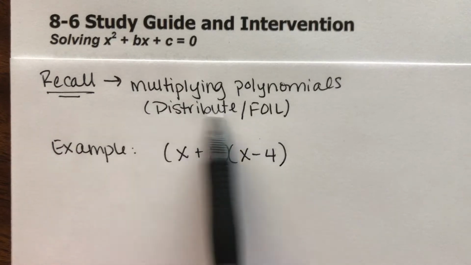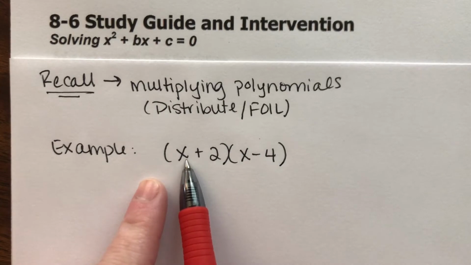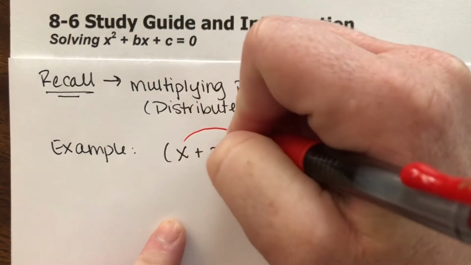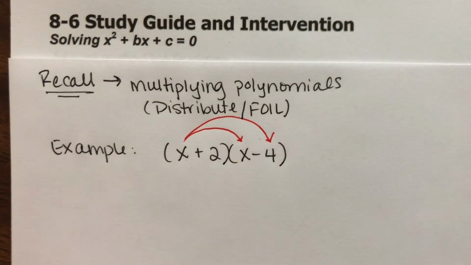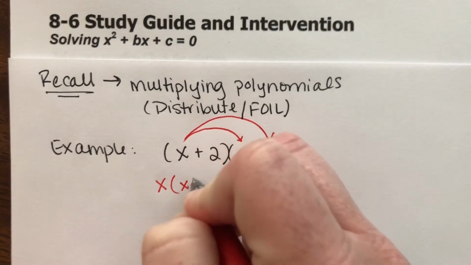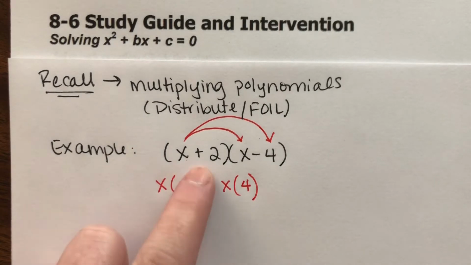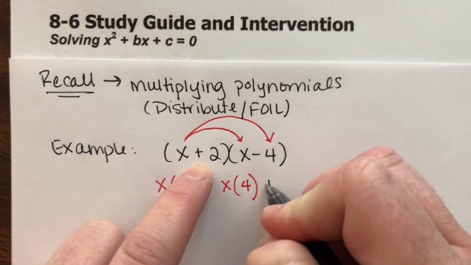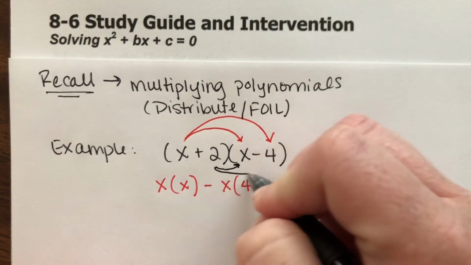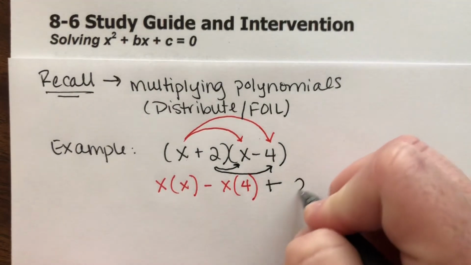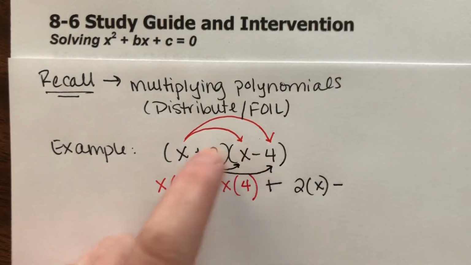So I'm going to do that real quick. I'm going to focus more on the distributive property. The first thing I'm going to do is multiply this first term by both of these. So x times x minus x times 4. Here, I'll do it in red. x times x minus x times 4. And then I'm adding that to the second term multiplied, right? 2 times x, and this is a minus sign here, so I bring that minus sign down, 2 times 4.